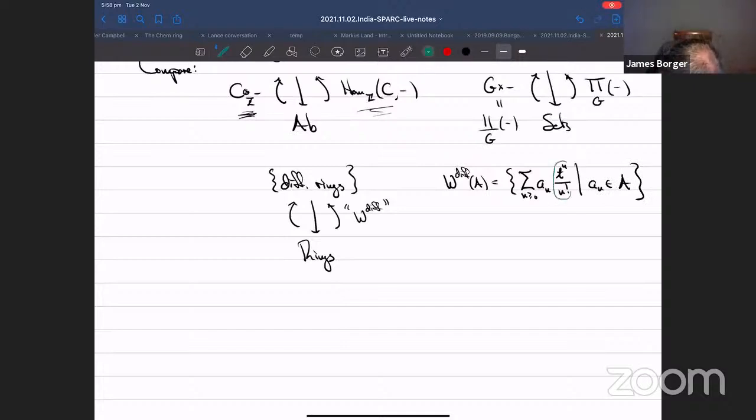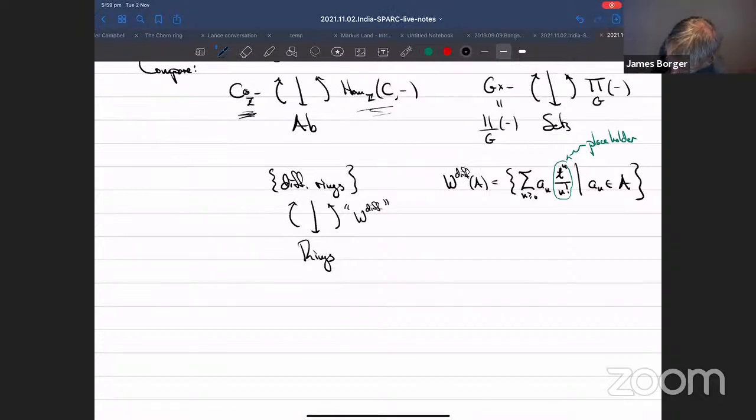Now, this right here should be viewed as just a formal symbol. It's a placeholder. So I'm not stating anything about actually dividing by the integer n factorial. I'm not assuming characteristic 0 or anything like that. It's just a symbol. But the purpose of that symbol is that it has the obvious ring structure.